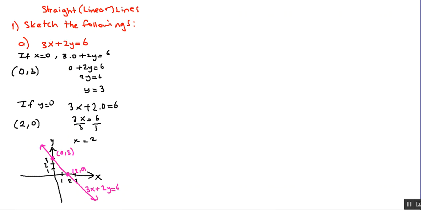Let's look at another example. Another example is y is equal to 2x minus 4. Again, the same. What we will do, we will identify 2 points. How? We substitute 0 instead of x and y. If x is equal to 0, then y is equal to 2 times 0 minus 4. Y is equal to 0 minus 4. Y is equal to negative 4.